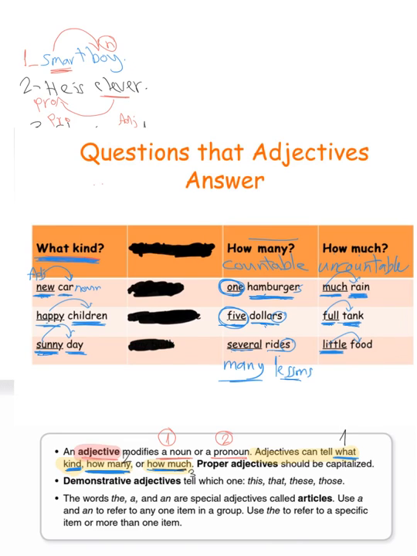Then here down in the grammar rule, they said proper adjectives should be capitalized. We'll capitalize them. We have no problem with this. We'll capitalize the first letter of each proper adjective. But the question now is: what are proper adjectives? When we were talking about nouns, I remember that we talked about proper nouns.